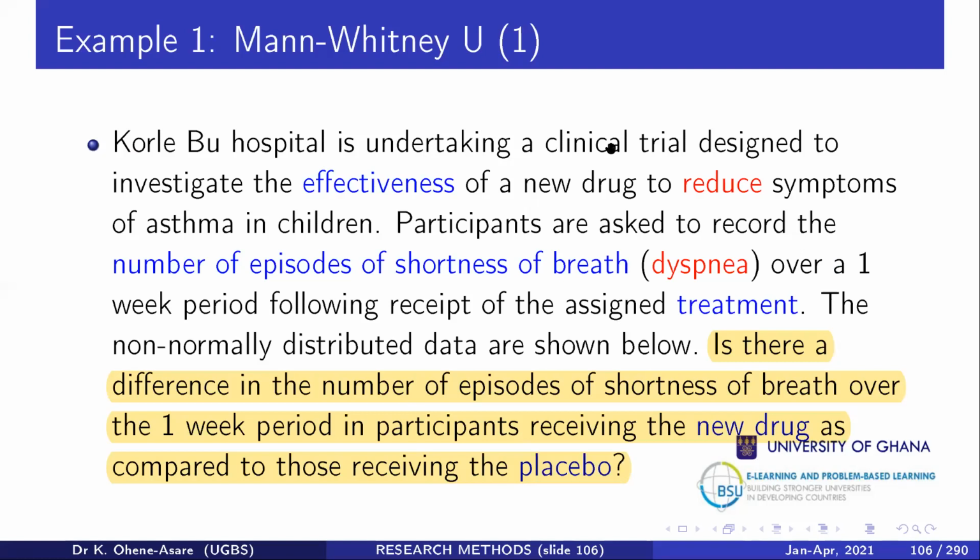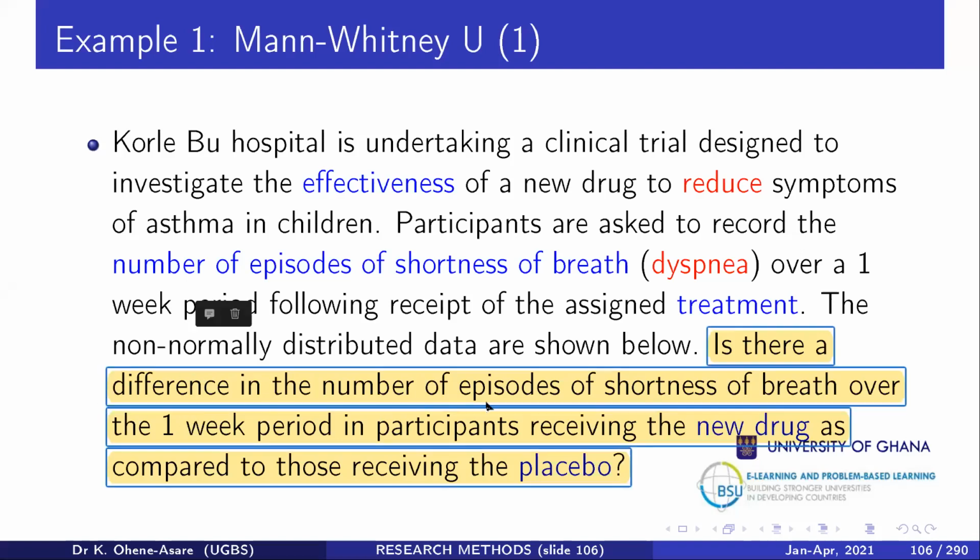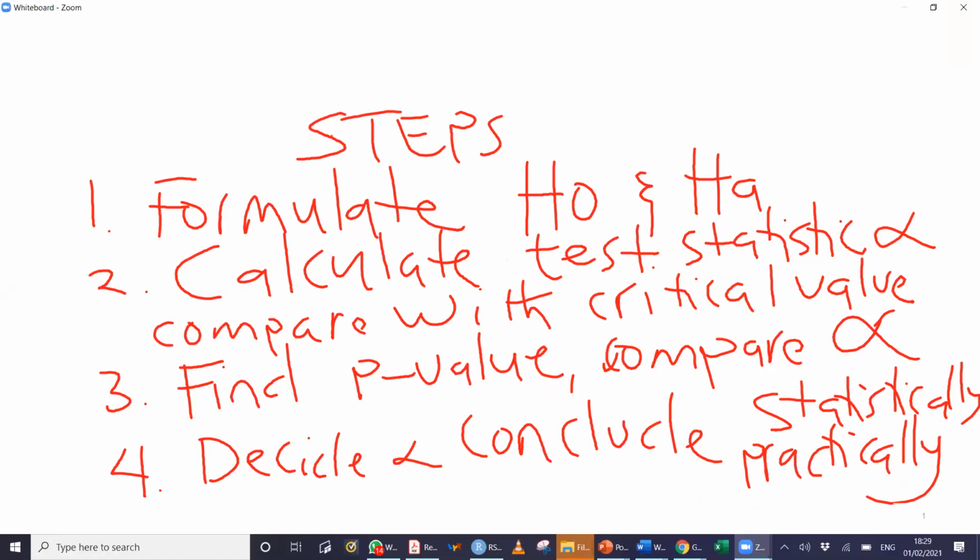Exactly. Aisha says equal to and not equal to. And that comes from the word difference. Okay. The word difference. Is there a difference in the number of shortness of breath? What symbol is difference? Not equal to. What is the opposite of that? Equal to. So now let's use that principle to write our null and alternative hypothesis.